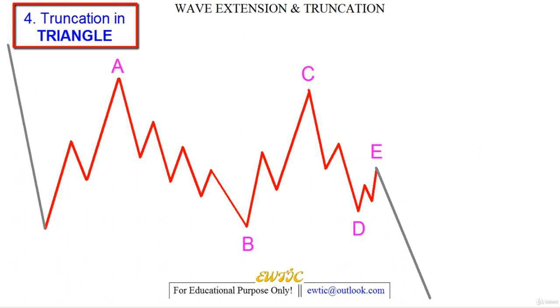So this is actually more common than the rest of the truncations, the rest of the patterns, okay? This truncation in wave E of a triangle occurs more often than the truncation in any other Elliott wave pattern. So these are the line diagram explanations of the truncation in the Elliott wave patterns. Let's now have a look at an example of the truncation.